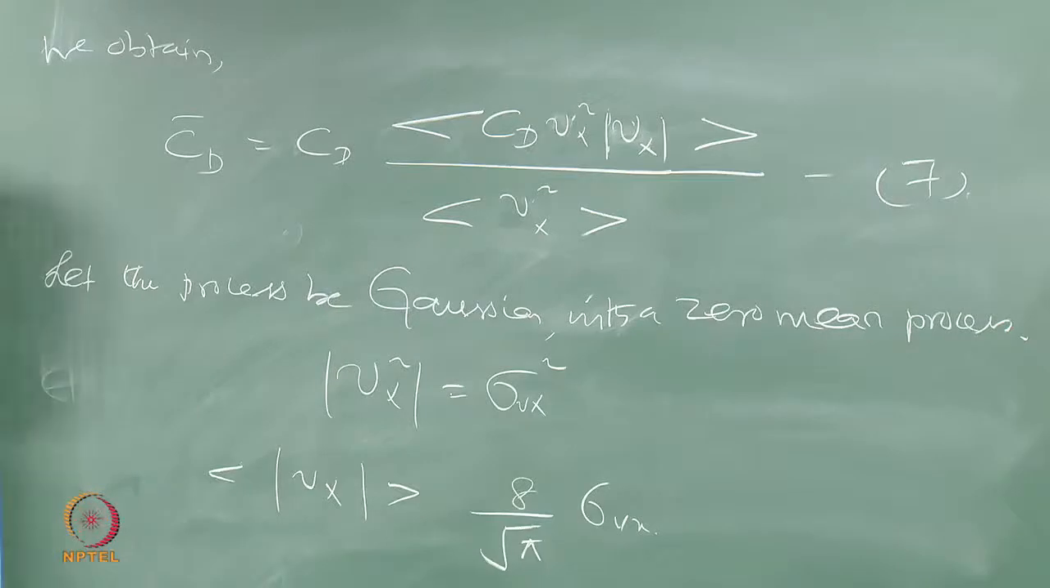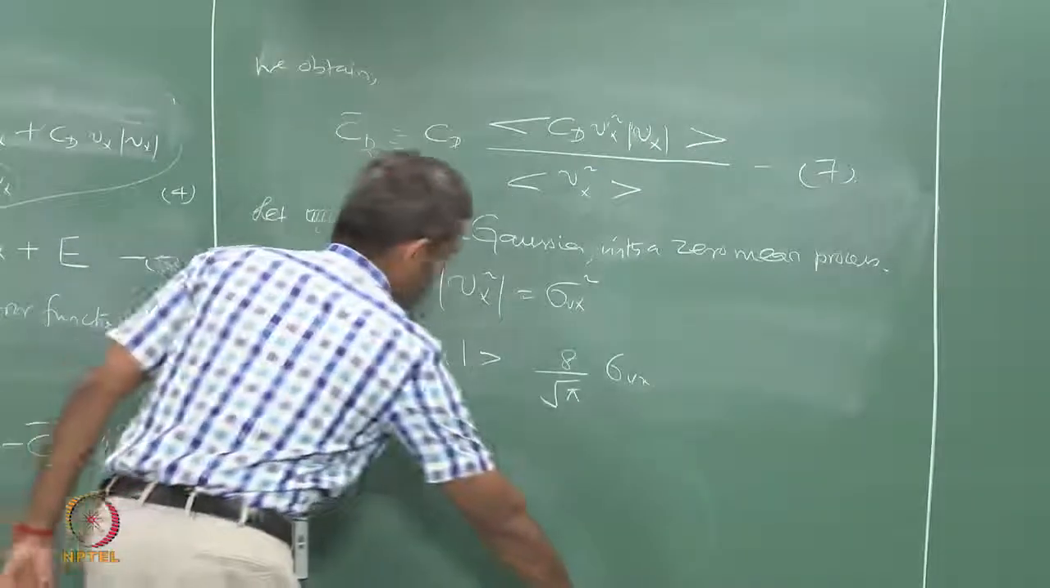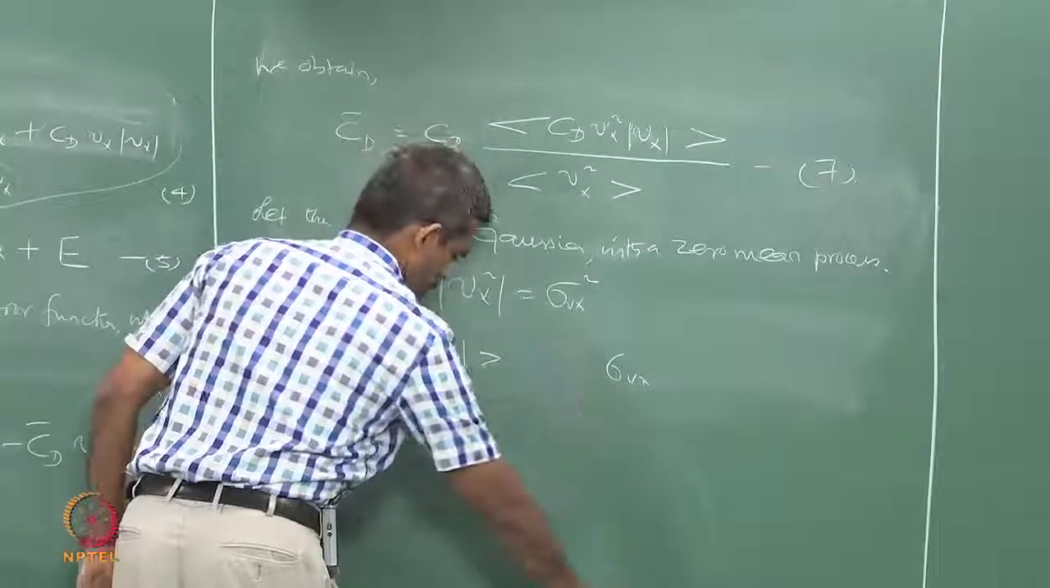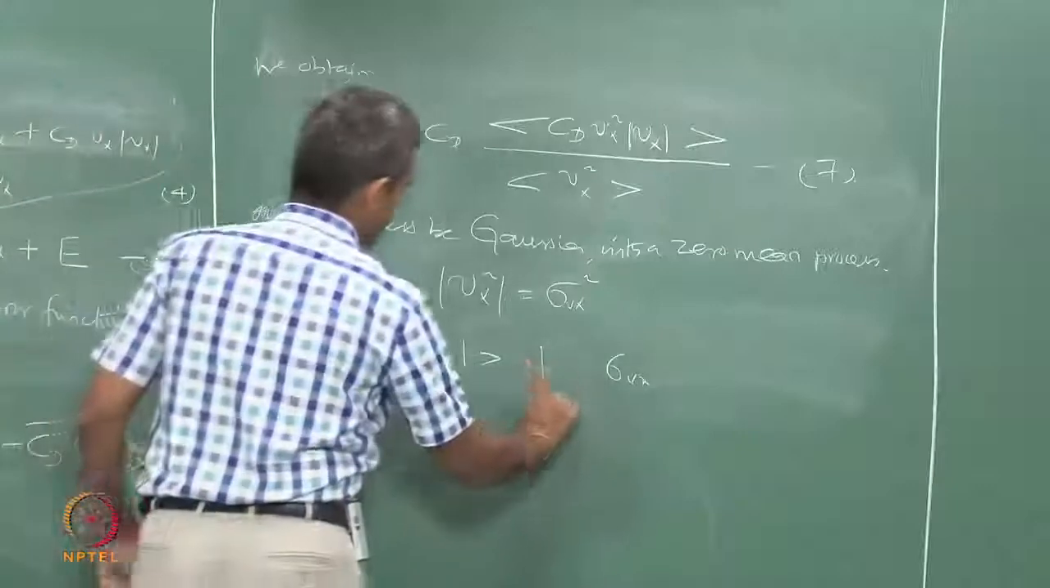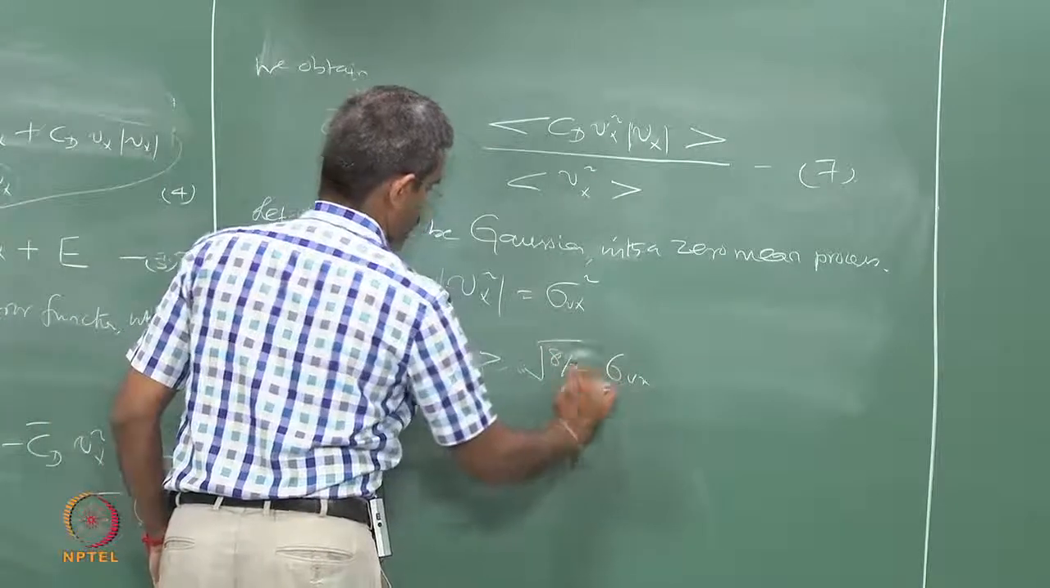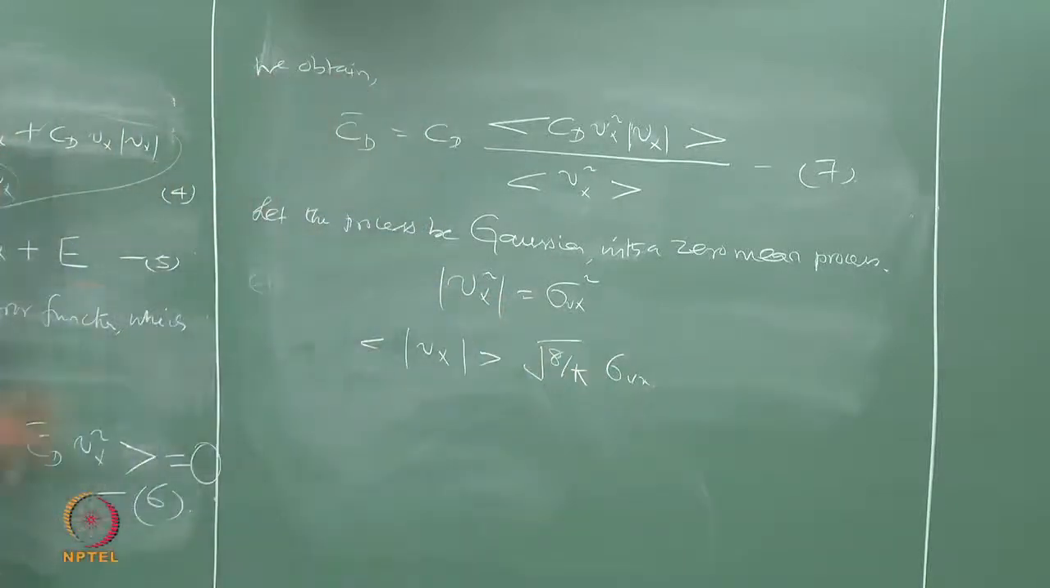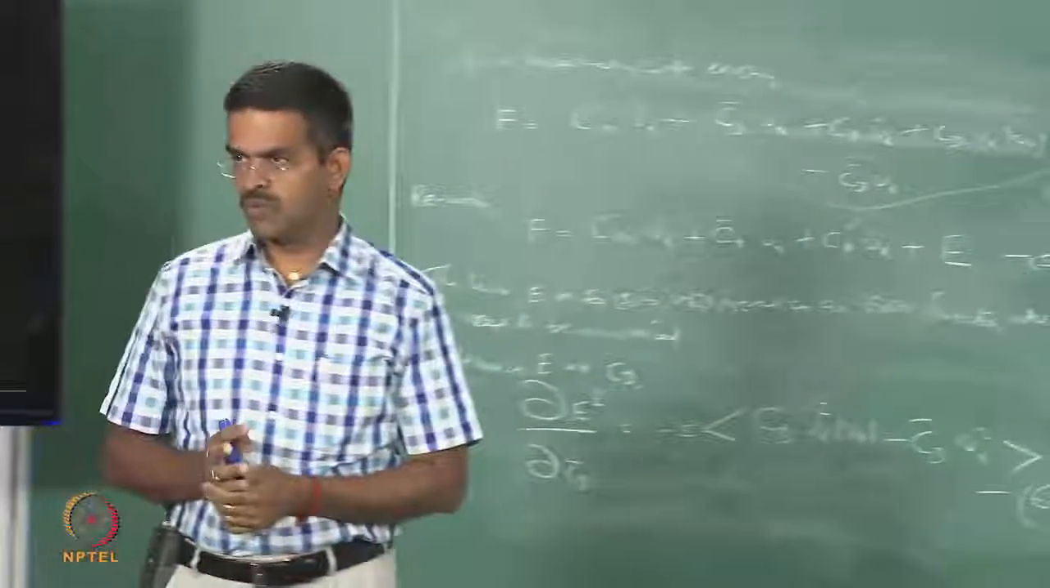Now, can you tell me what is the value of the square root of 8 by pi? Please check. What is the value of this? 1.596? Yeah. So, it is linearization. Instead of square, we are having 1.596. So, it is not actually equal to 2.